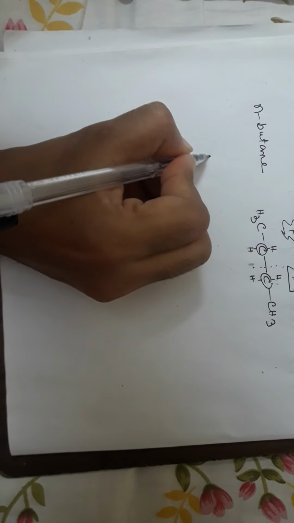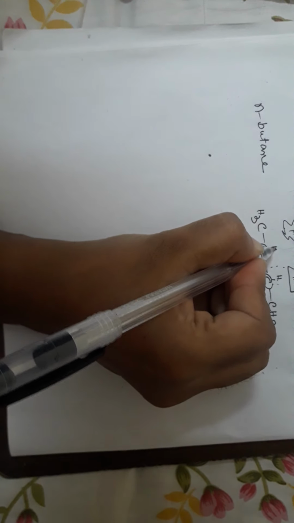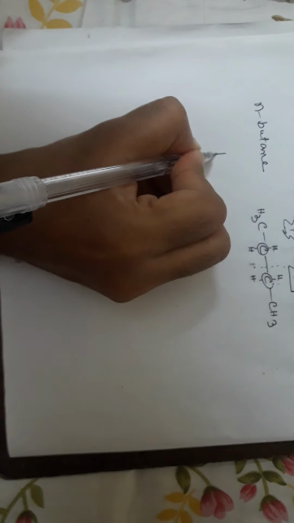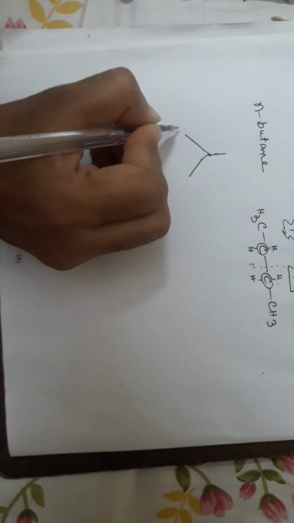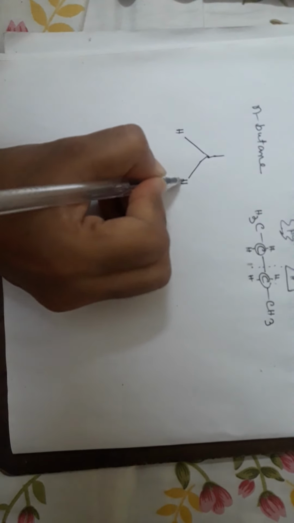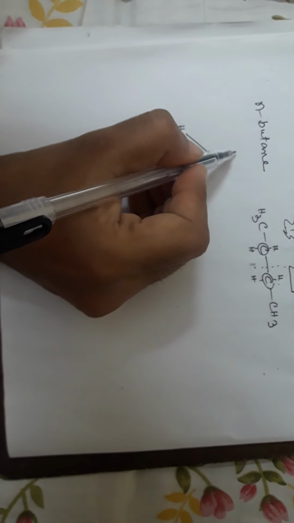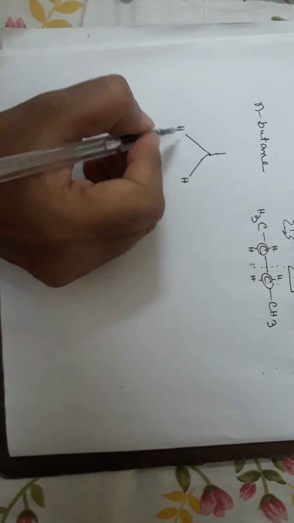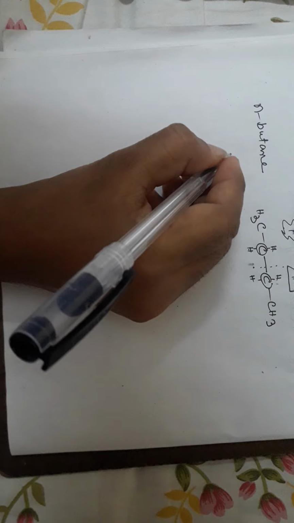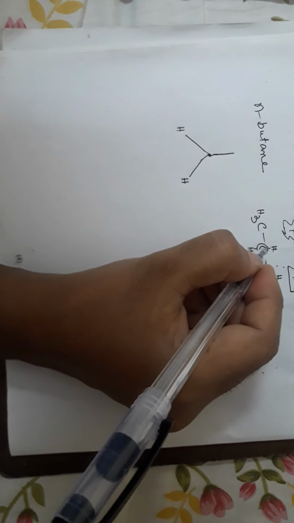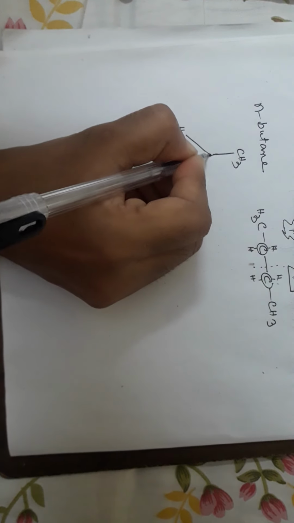So the front carbon contains 2 hydrogens, right? We can draw it another way. We can keep hydrogen over here and CH3 over there, but I have drawn it like that. So 2 hydrogens are drawn. Now 1 CH3, so 1 CH3 I have drawn. Single bond.